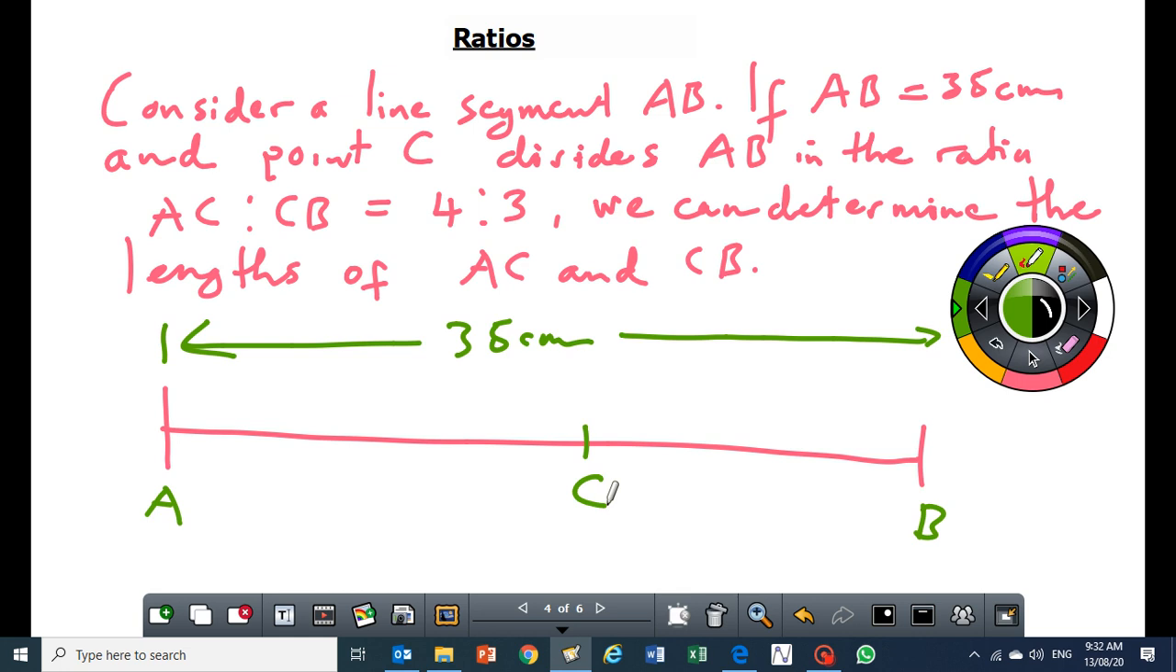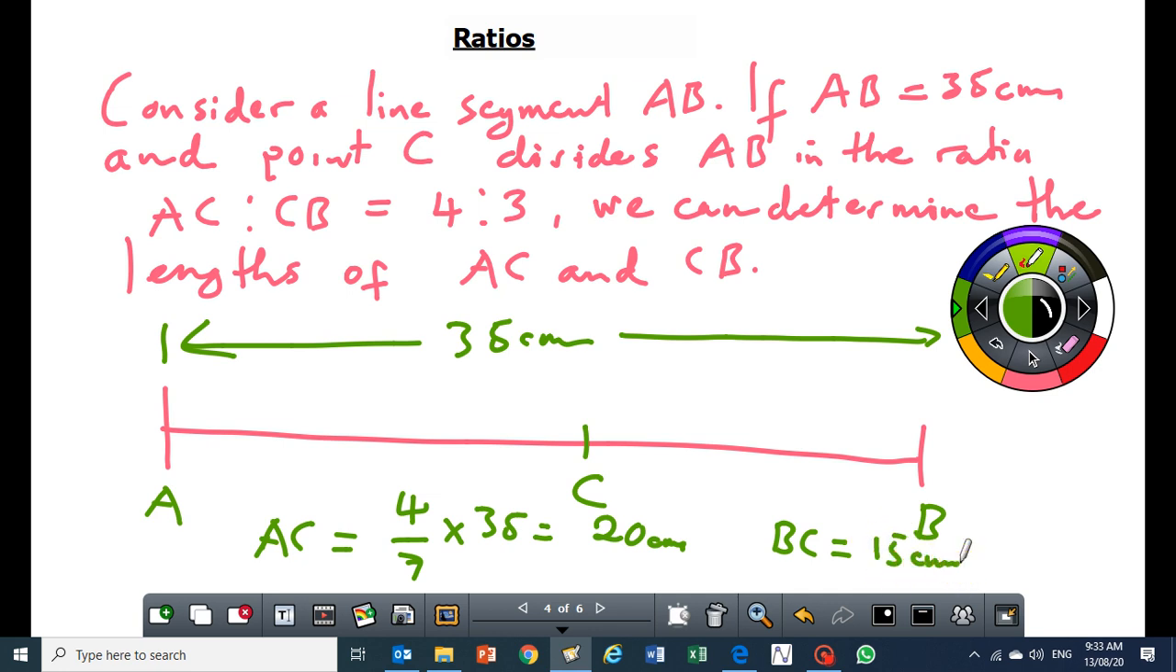We can calculate the length of AC. If I want to calculate AC, I'll say AC is equal to, based on the ratio, your denominator of the factor will be 4 plus 3, which is 7. So that will be 4 over 7 times 35, and you get 20 centimeters. For BC or CB, you can say 3 over 7 times 35, or you can just subtract the 20 from 35. So we know that BC is going to be 15 centimeters, because it's equal to 35 minus 20.